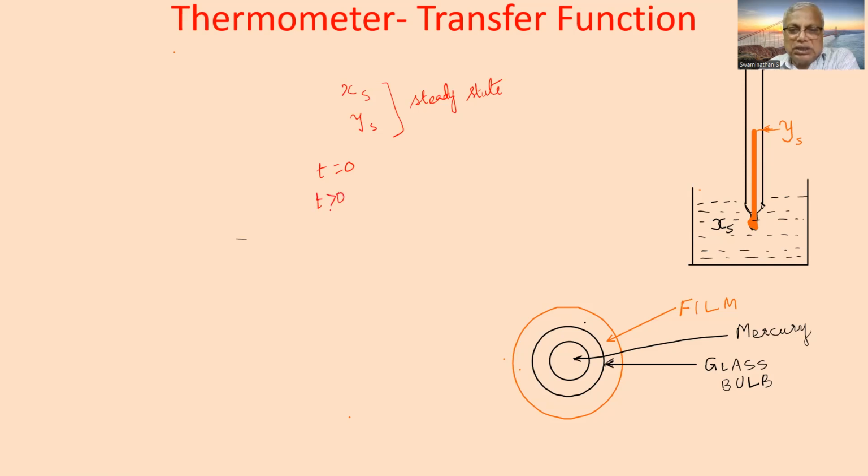that is t greater than 0, the liquid bath temperature begins to change as a function of time, X of t, which I simply call X. Now the thermometer reading will also vary as a function of time, Y of t, or Y. So at unsteady state, t greater than 0 onwards, because of some disturbance, the bath temperature begins to change as X. Accordingly, the thermometer reading also varies as a function of time, Y. So these are at unsteady state.